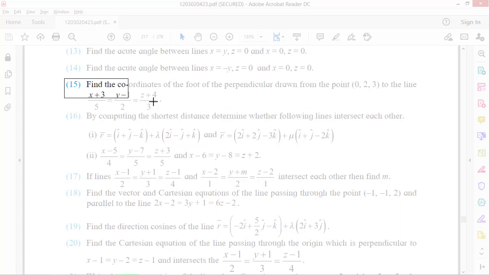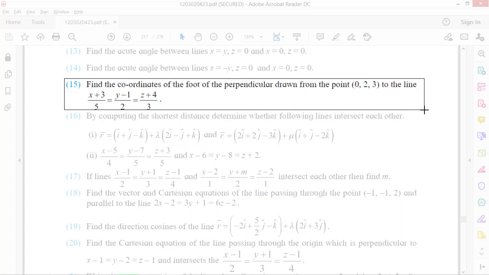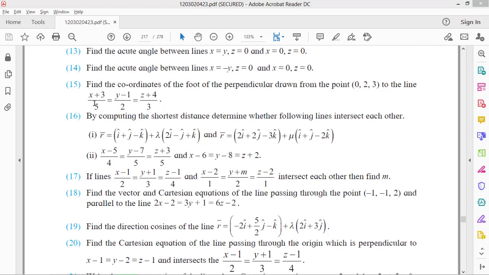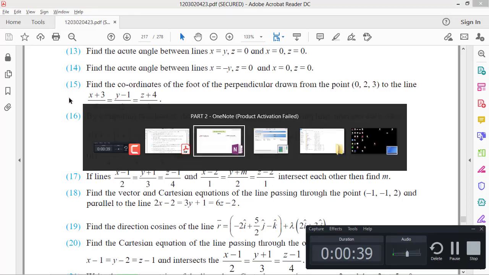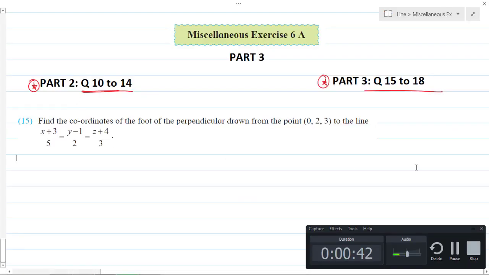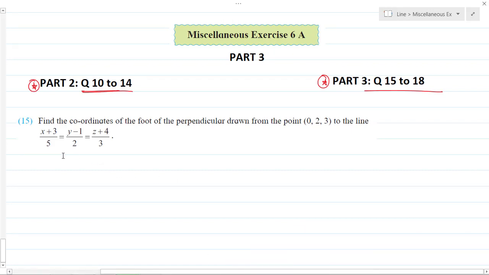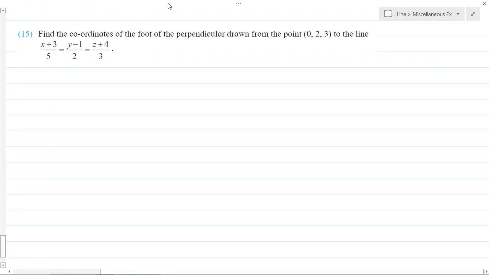I hope you have gone through the part 2 video where we have seen different concepts about the conditions for the standard equation of a line. So this is question number 15. It says, find the coordinates of the foot of perpendicular. We have seen these foot of perpendicular questions very easily, with a step by step approach. So if you have not seen that video, please go through that. Drawn from the point 0, 2, 3 to the line.